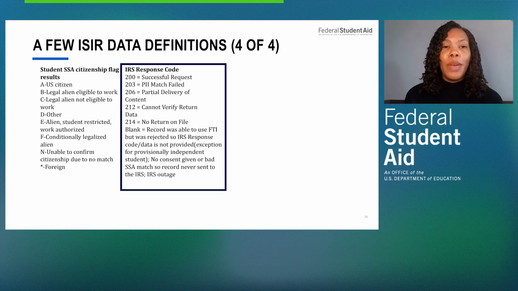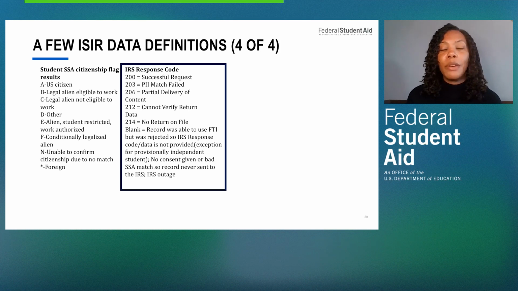And then wrapping it up, we have IRS response codes. Same thing here, I'm not going to go over it with you too much, but I'll just touch on it a little bit. The IRS response codes are the response codes we're getting from the IRS via the FA-DDX. 200 is pretty self-explanatory. You have a 200 code if it's a successful request, and we got the FTI. You have a 203 if there was a PII match failure, which means the PII that was on the FSA ID, because the PII that's in the FAFSA is coming from the FSA ID, does not match a tax record. 206 is a partial delivery of content, which is pretty self-explanatory.